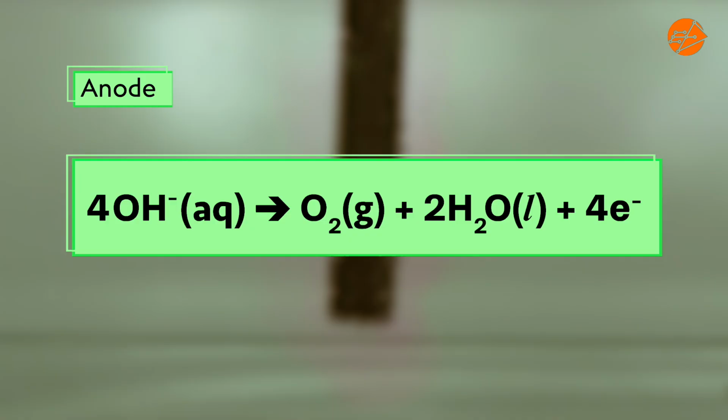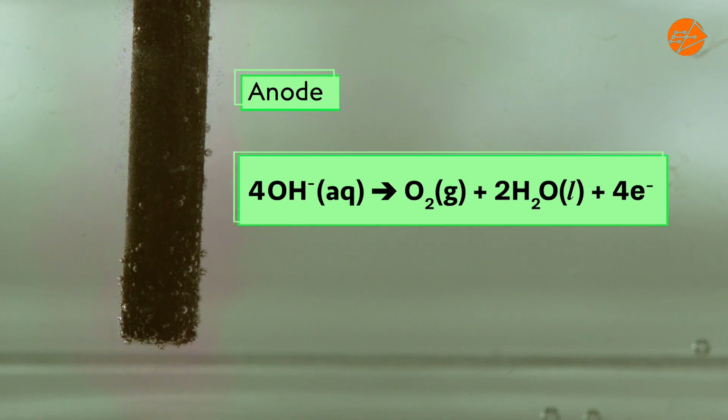As hydroxide ions are lower than sulfate ions in the electrochemical series, hydroxide ions are selectively discharged to produce oxygen gas and water as shown in the half equation. Effervescence is observed as oxygen gas is produced.